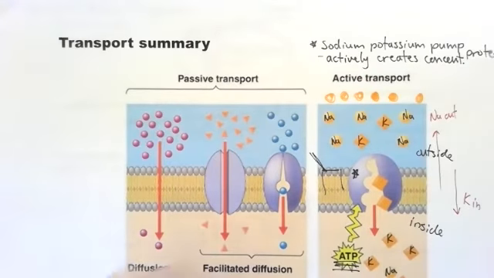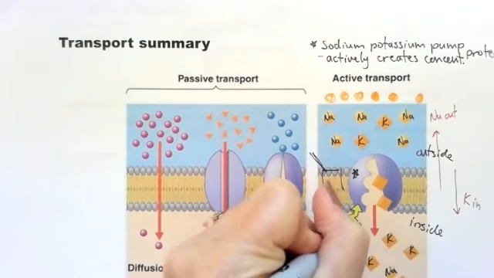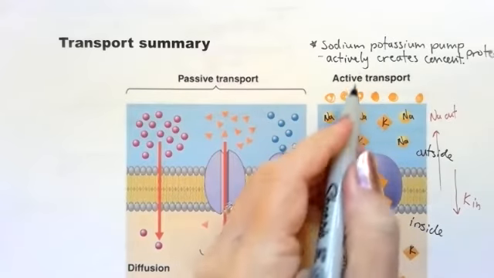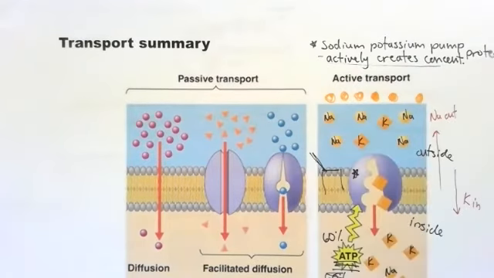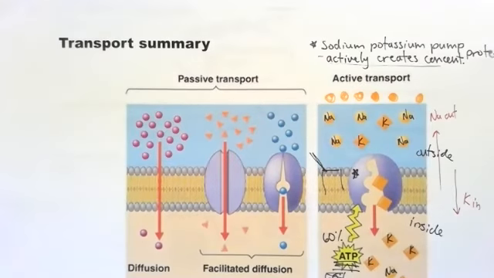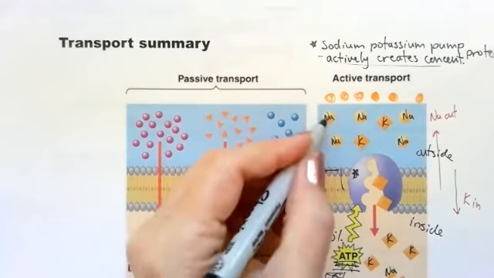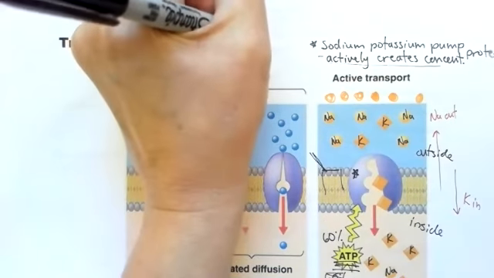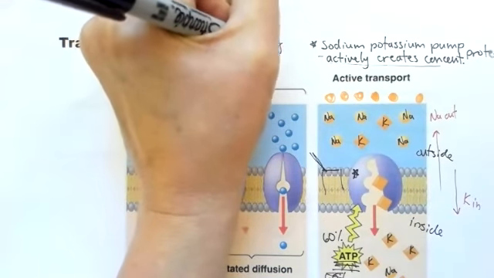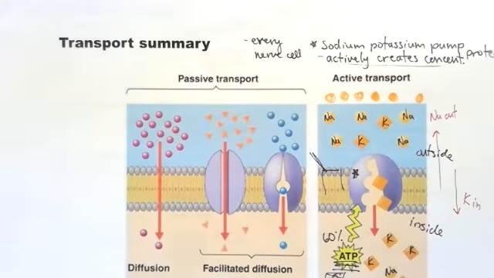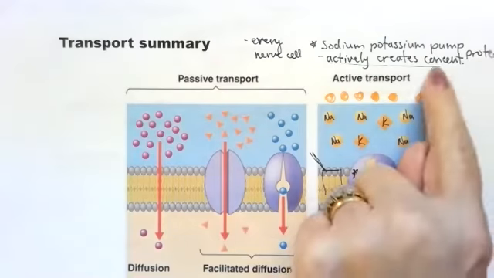Not just a lot. 60% of all the ATP your body makes gets used to create this concentration of sodium. The sodium potassium pump protein takes over half of your ATP. That's how important it is to build up these sodium concentrations. Well, where do we use this? Every nerve cell that you have. Every nerve cell requires this concentration of sodium.